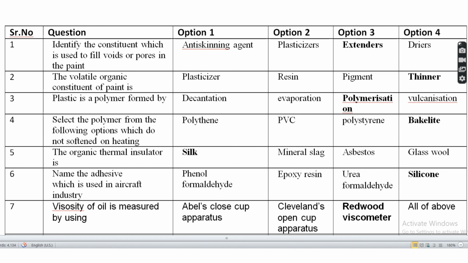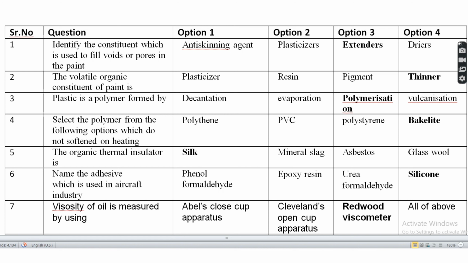First question: identify the constituent which is used to fill voids or pores in the paint. Options are anti-skinning agent, plasticizers, extenders or dryers. Answer is extenders or fillers. These are used to fill the voids or pores in the paint. The volatile organic constituent of paint is thinner.